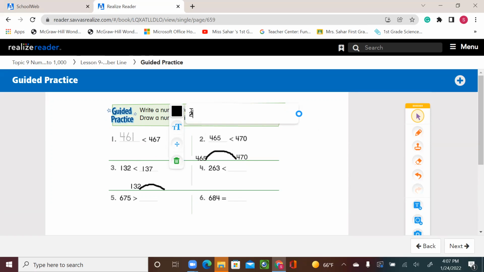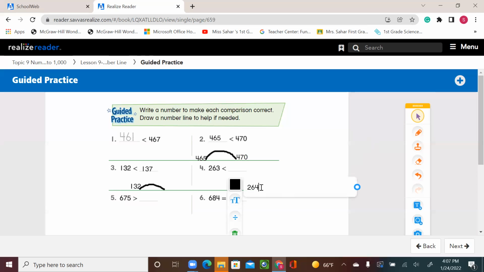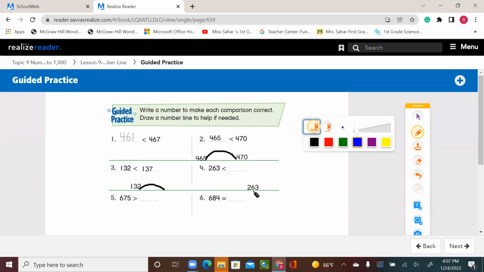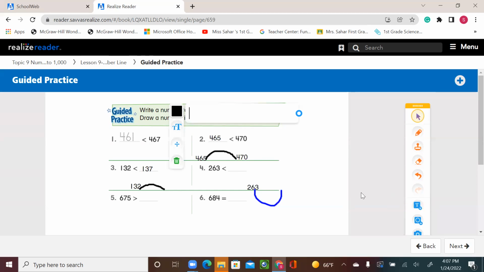264. I'm going to use this green line as my line for the number line. So 263, I'm sorry, yeah, 263, is smaller or less than the number I'm going to choose. So now I know that I'm going to move toward the right. So I'm going to move up here and add 1. So 263 is less than 264.